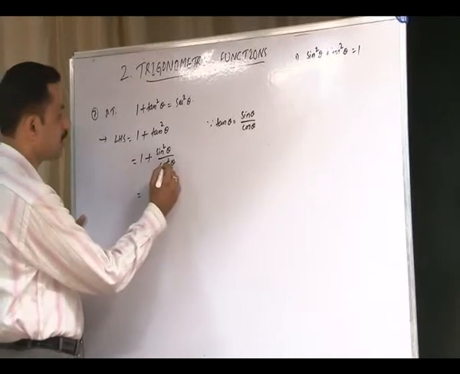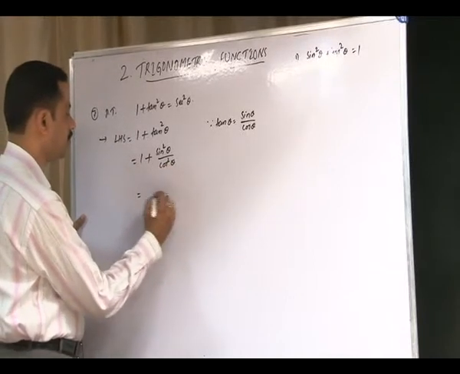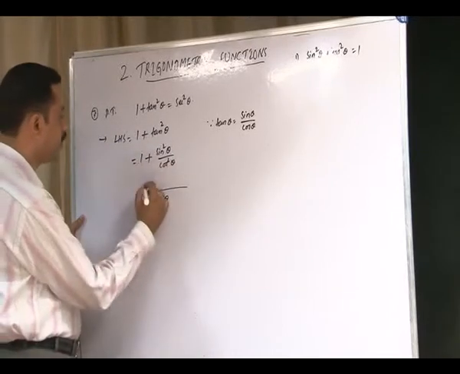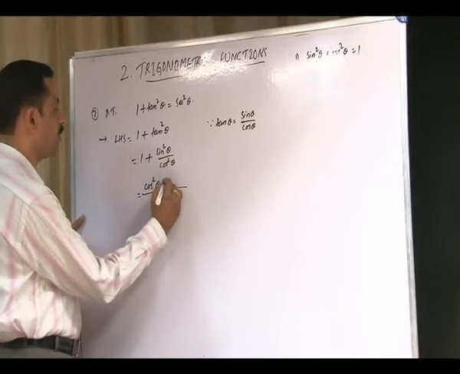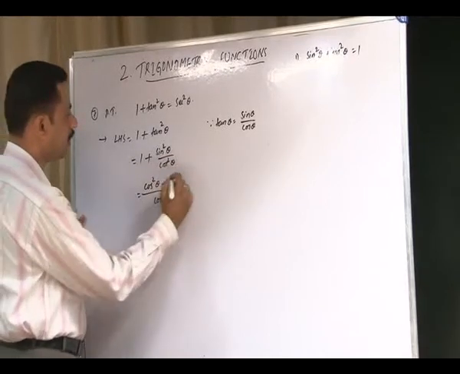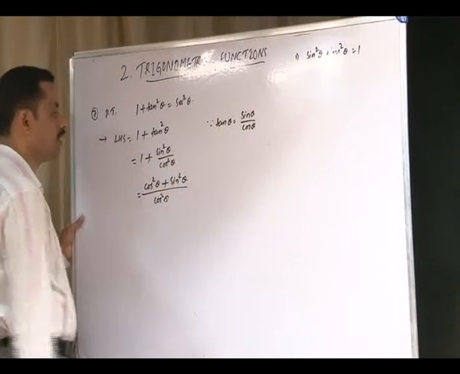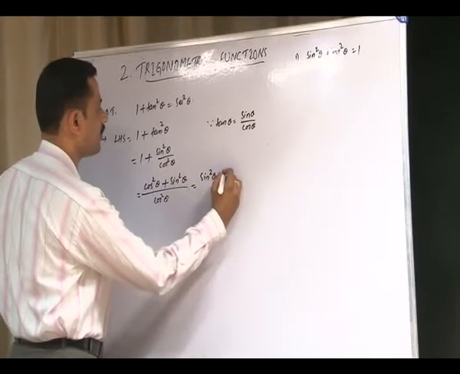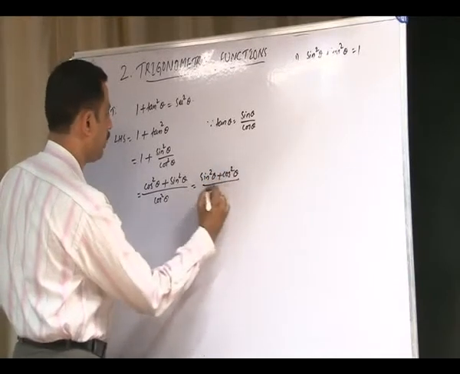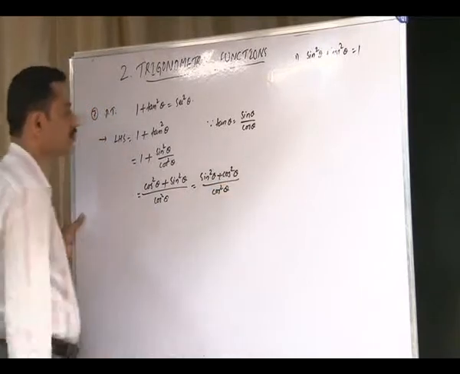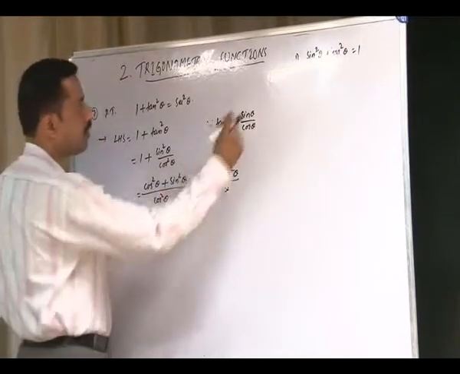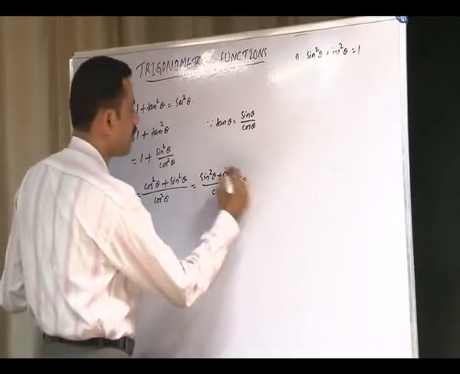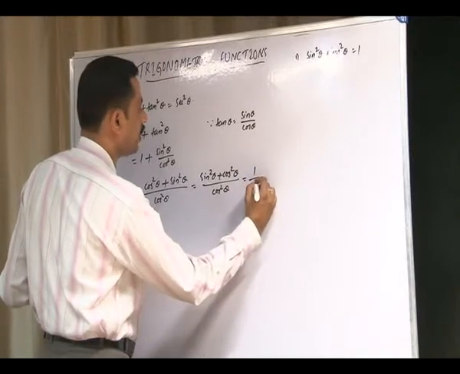In this I will consider this cos square theta as LCM. Take the LCM of this one, cos square theta. Then cos square theta into 1 is cos square theta plus sin square theta here. Or you can write this as sin square theta plus cos square theta divided by cos square theta. Okay. But we know that according to this identity, sin square theta plus cos square theta is equal to 1. So, if you substitute that one, we will get 1 over cos square theta.